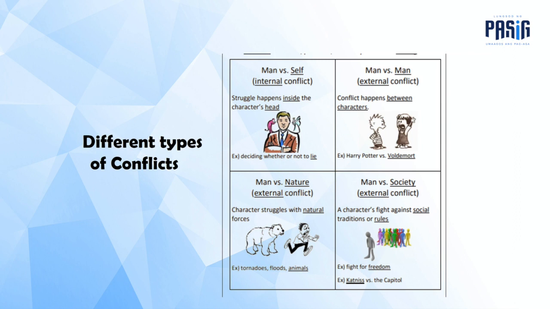Next, we have man versus nature, another external conflict. The character here struggles with natural forces. Example, tornadoes, floods, and wild animals. And the last one is man versus society, which is also an external conflict. A character's fight against social traditions or rules. Example, when you fight for freedom, or Katniss versus the Capitol.